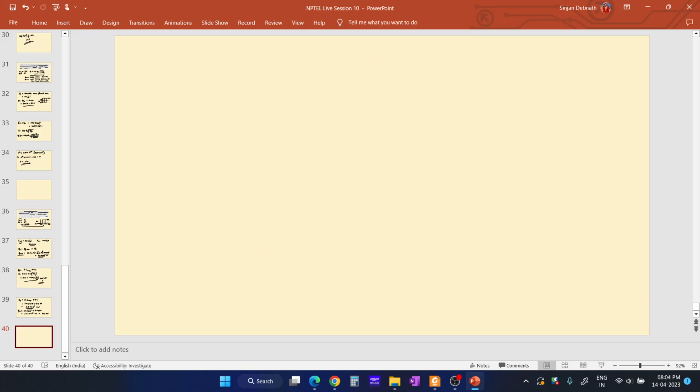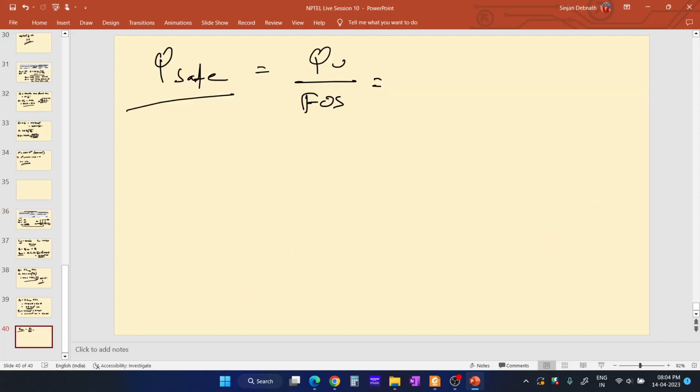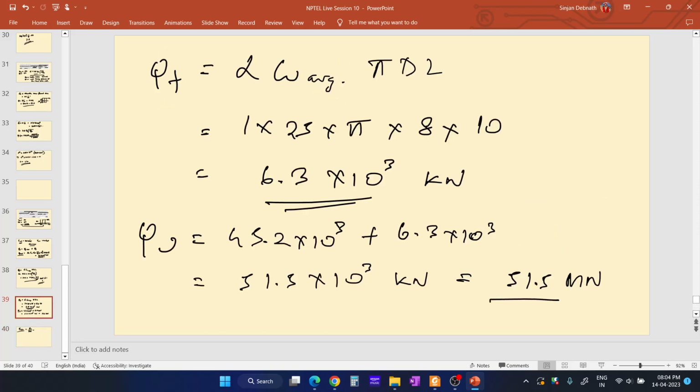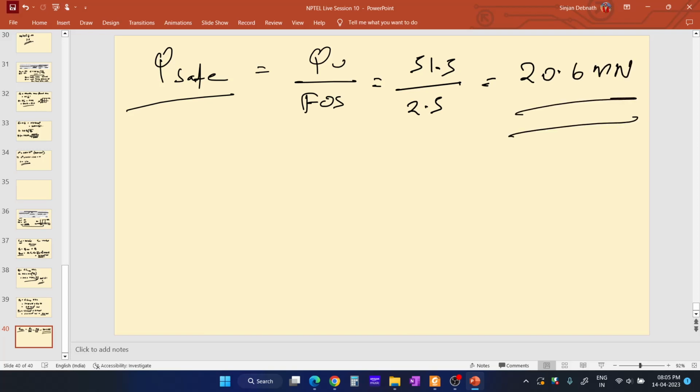Now, if we need to find out the safe compressive load carrying capacity, that is equal to QU, the ultimate compressive load carrying capacity, divided by the factor of safety. The factor of safety, which is given in the question, we have been asked to consider is 2.5. So we need to divide this QU, 51.5, by 2.5, and it comes out to be around 20.6 meganewton. So this is the answer.